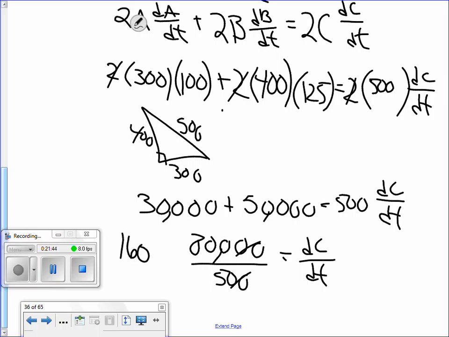What were the units though in this? Was it meters? Meters per minute. Okay. Now we have to write that. Yeah, I mean, you have to get dC/dt by itself. You can't just leave it like this.